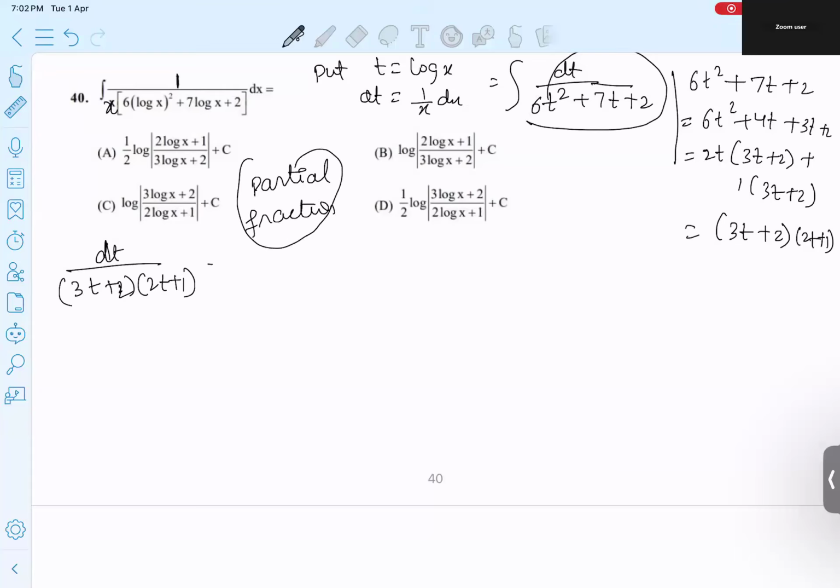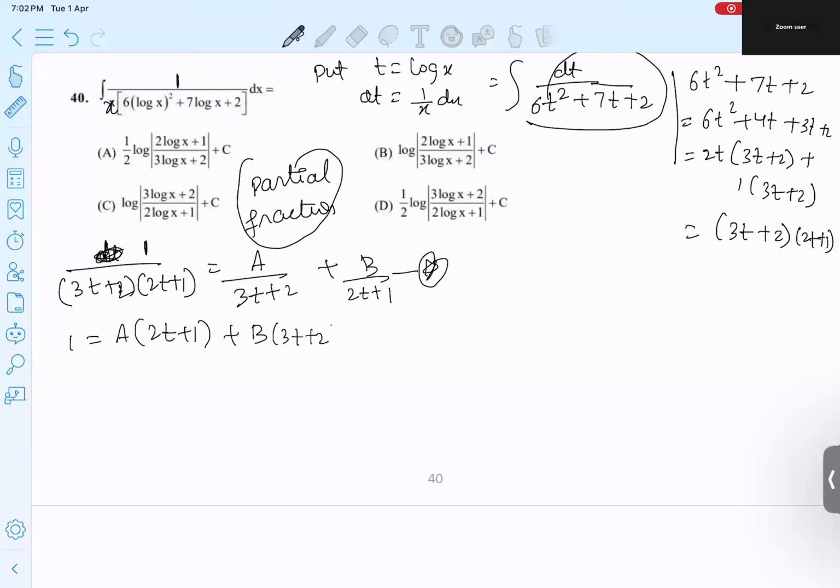Okay, so how to do the partial fractions? If this is 1, this can be written as a by 3t plus 2, plus b by 2t plus 1. So this will be 1 is equal to, if I call this a star, students, a into 2t plus 1, plus b into 3t plus 2. So if you put this value as 0, you will get the b value. So put 2t plus 1 equal to 0.